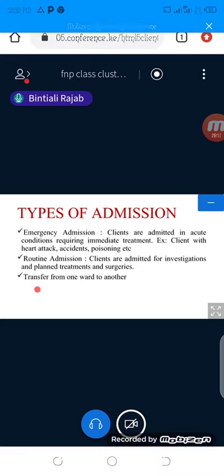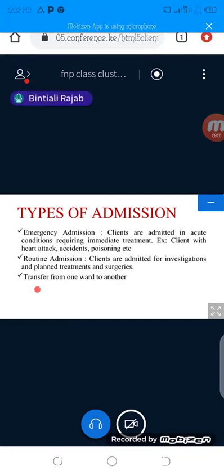So I hope we have all understood what we mean by the term admission. We have understood why we admit patients, what the purpose of admitting a patient is. We have understood our responsibilities during the admission process. Types of admission: emergency admission, routine admission, and transfer from one ward to another. Let us start with the emergency admission.